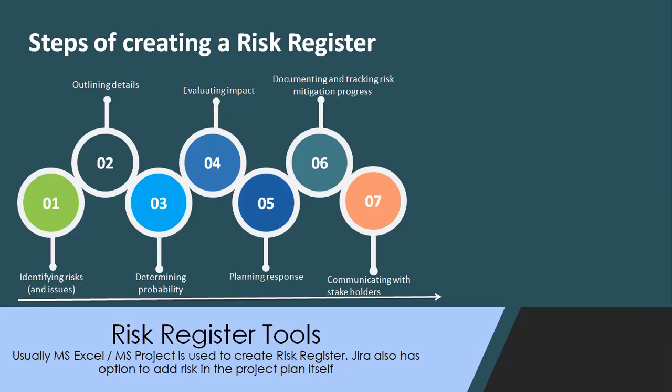Steps to create a risk register: identify the risk, write the description, what's the probability, how much damage it will do, how do we create our risk response strategy, like what is the mitigation plan, have we documented it, how are we communicating with the stakeholders, because sometimes stakeholders will tell you what to do and what not to do.